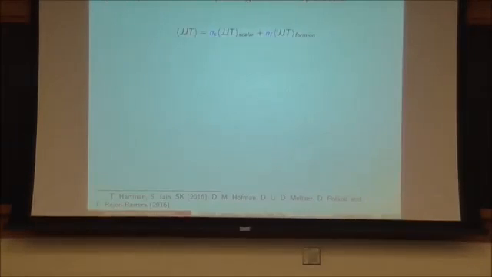Now let's consider spinning external operators. Just from conformal invariance, you can show that the JJT correlator, where T is a stress tensor and J is a spin 1 conserved current, has the following structure.